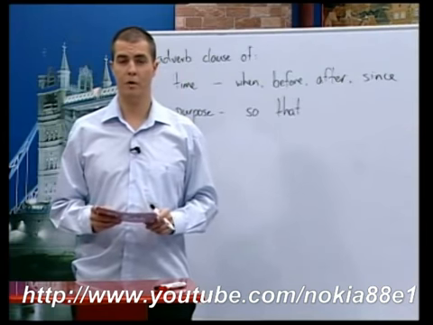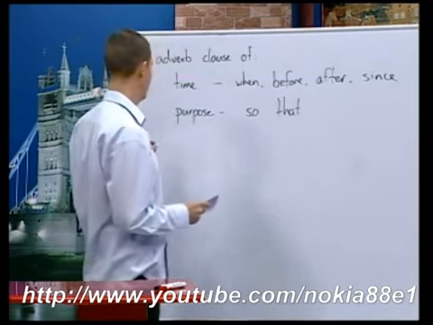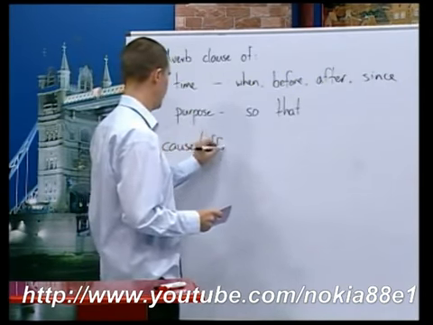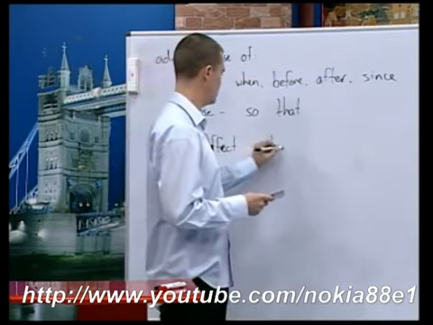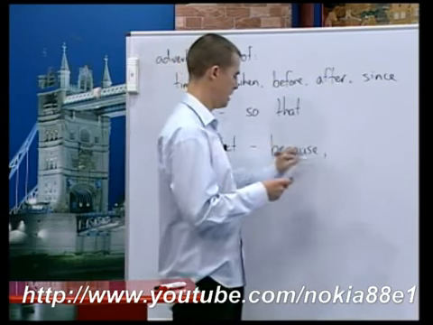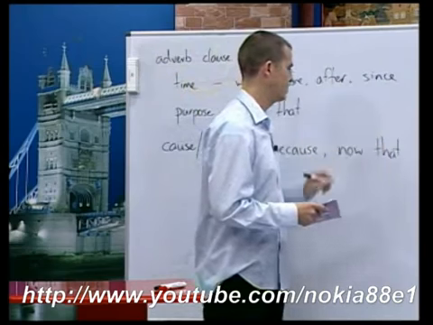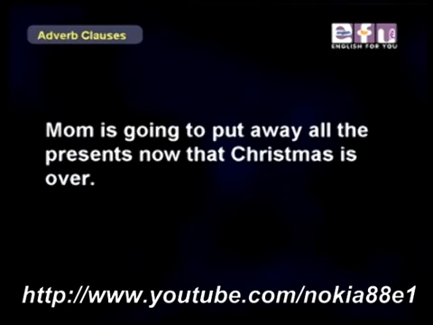And the third type of adverb clause that we discussed was clauses of cause and effect. So, cause, effect. These use because and now that. For example, because Santa was fat, he couldn't get down the chimney, and Mum is going to put away all the presents now that Christmas is over.